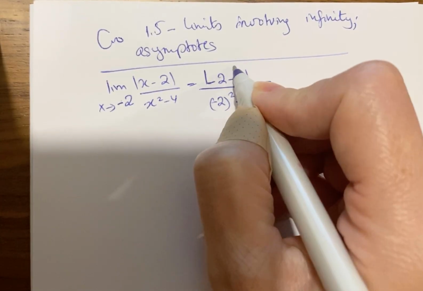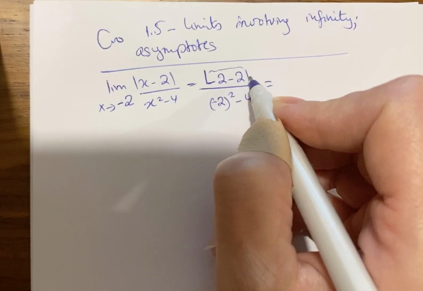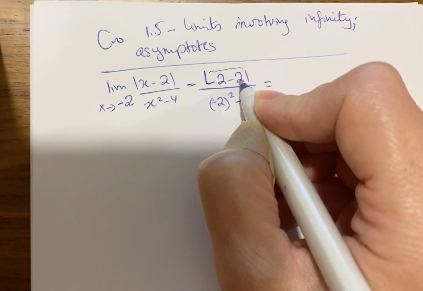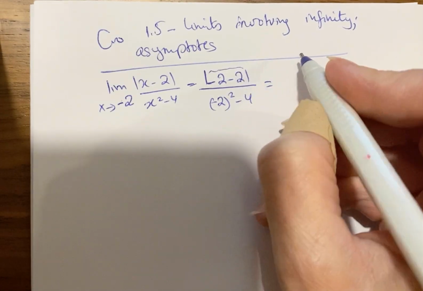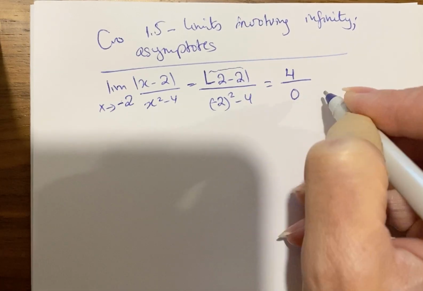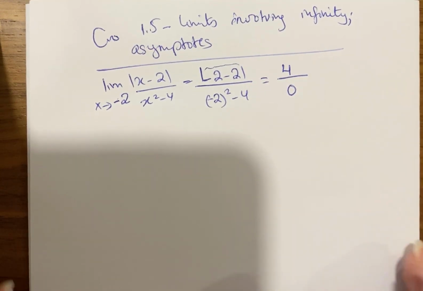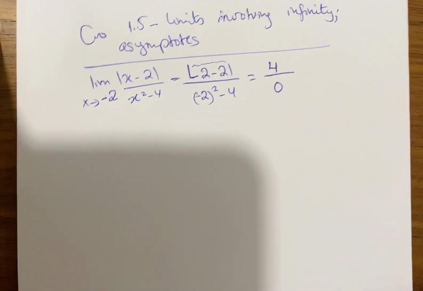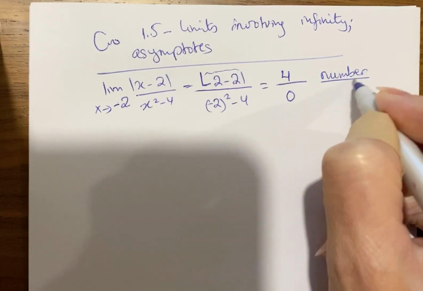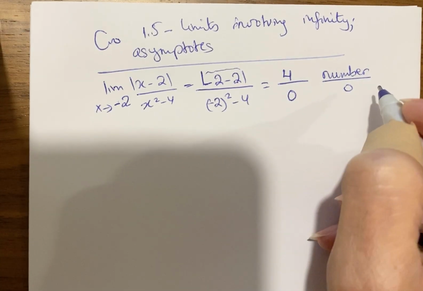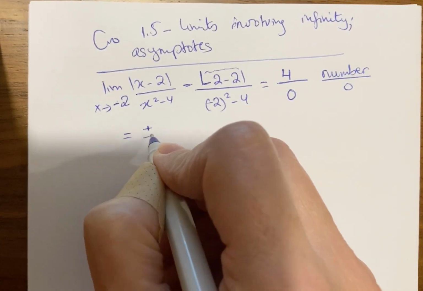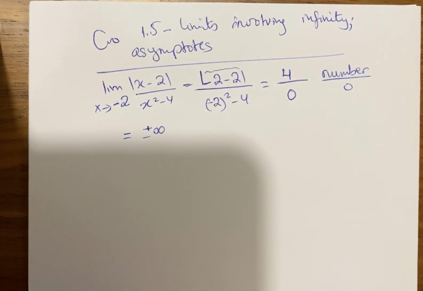Absolute value, you do what is inside all together as a package, then with the answer you do the absolute value for it. So minus 2 minus 2 is minus 4. Absolute value of minus 4 is 4, over 4 minus 4, which is 0. We agreed from before, so this is just a reminder for you, that when we have a number over 0 in limits, this means that the limit is plus or minus infinity.